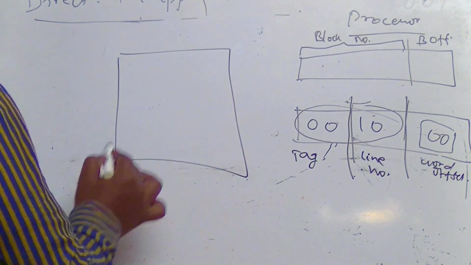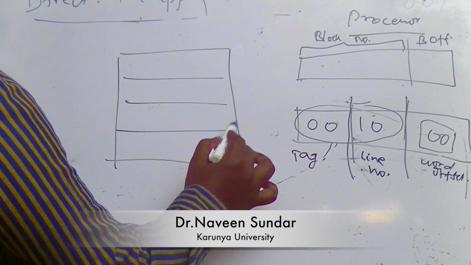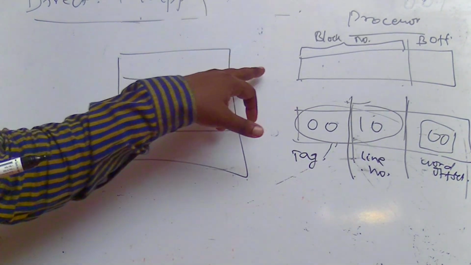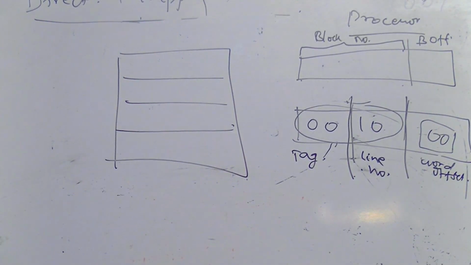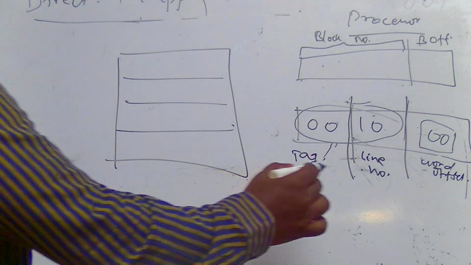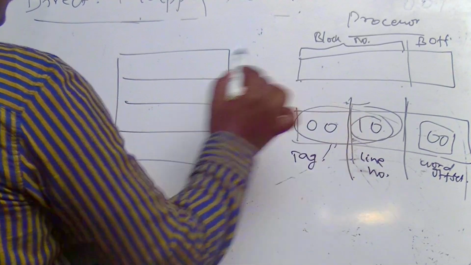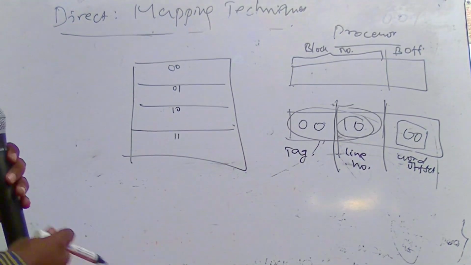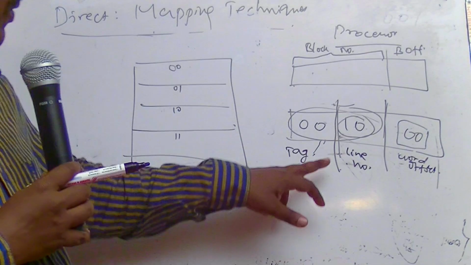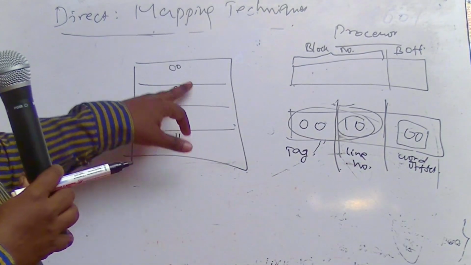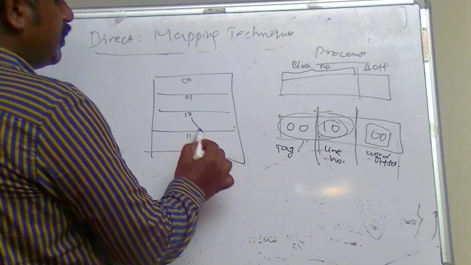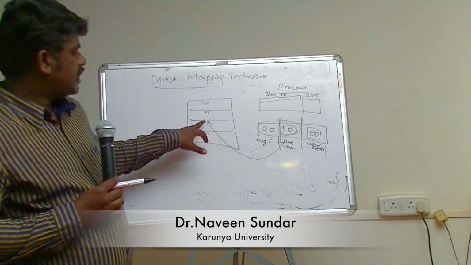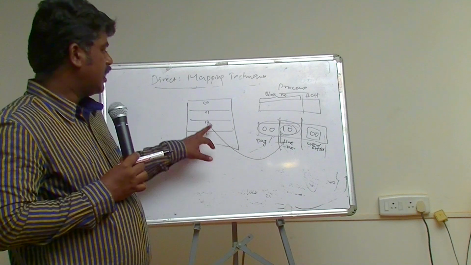In the cache, you have 4 different cache lines. As I told you, it can hold either block 0 or 4 or 8 or 12, which will be associated with the first one. So it will go to line number 10. The line number may be 00, 01, 10 or 11. First, immediately the processor will go and check whether it is present in line 10 or not.